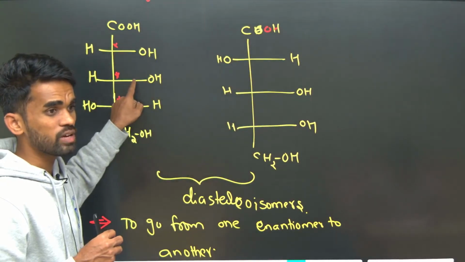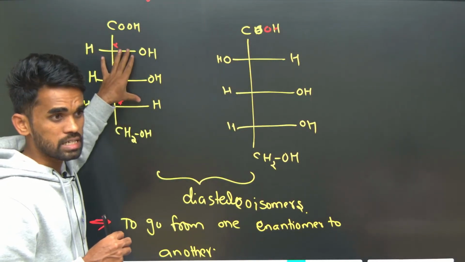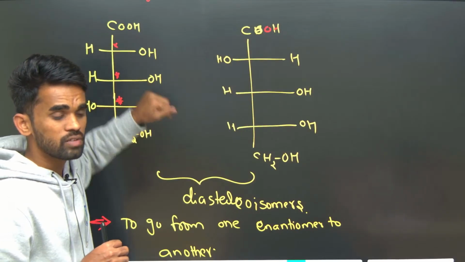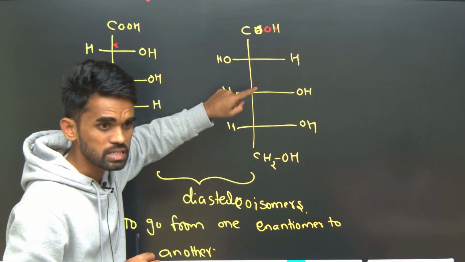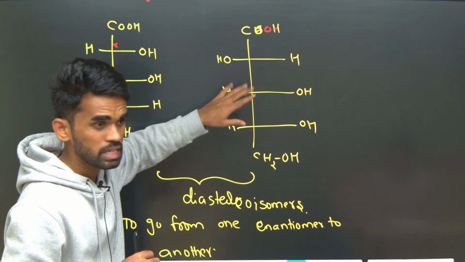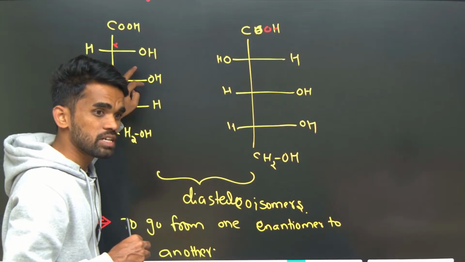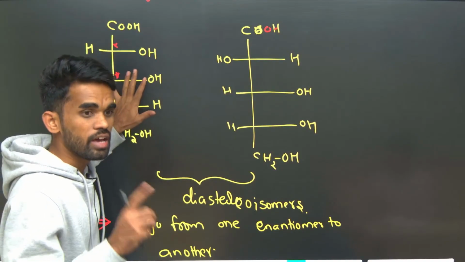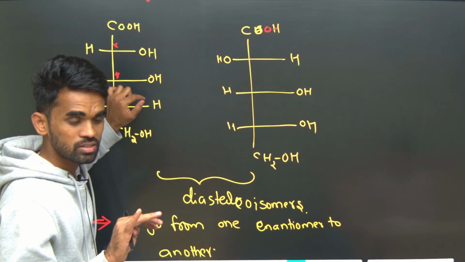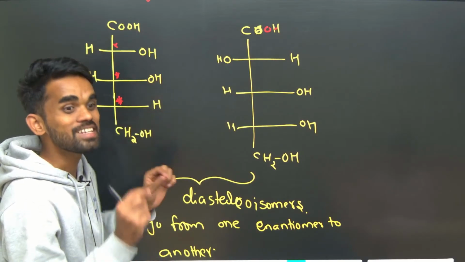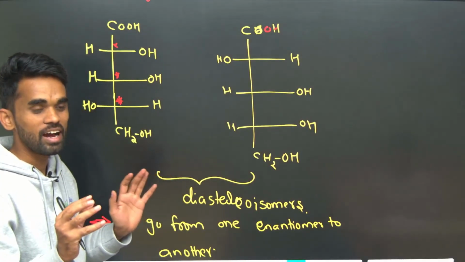What happened? Configuration is changed at 2 chiral centers. If it is changed at all 3 chiral centers, enantiomer. If only 1 chiral center is changed, diastereomer. If 2 chiral centers changed, diastereomer. If 3 are changed, enantiomer. If no change, no change means identical.